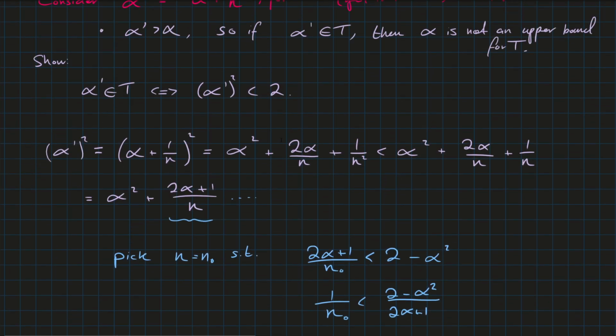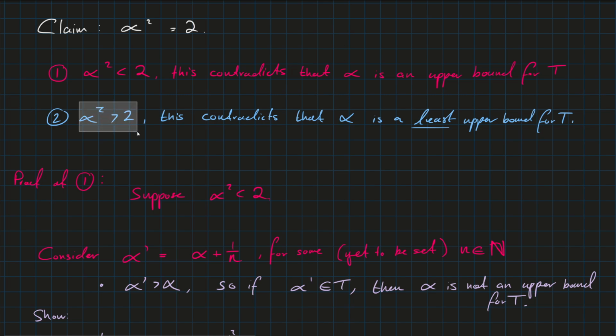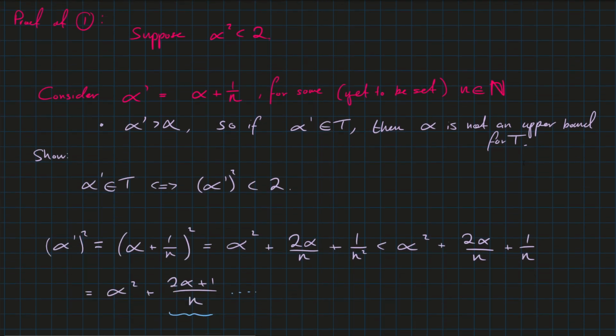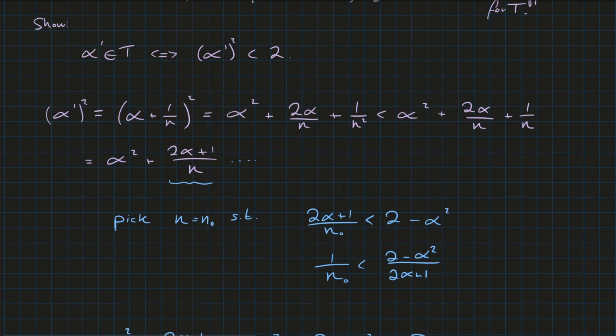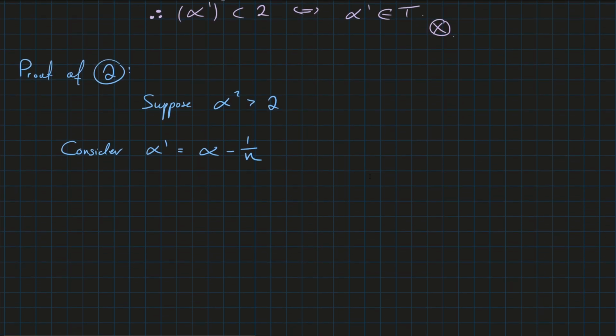And sorry, let me remind you what our goal here is. We're going to show that alpha is not the least upper bound. We can show that there is another upper bound for T, which is smaller. So we're going to consider alpha prime, which is alpha minus 1 over n this time. And so again, in a similar style, for some yet to be selected n.